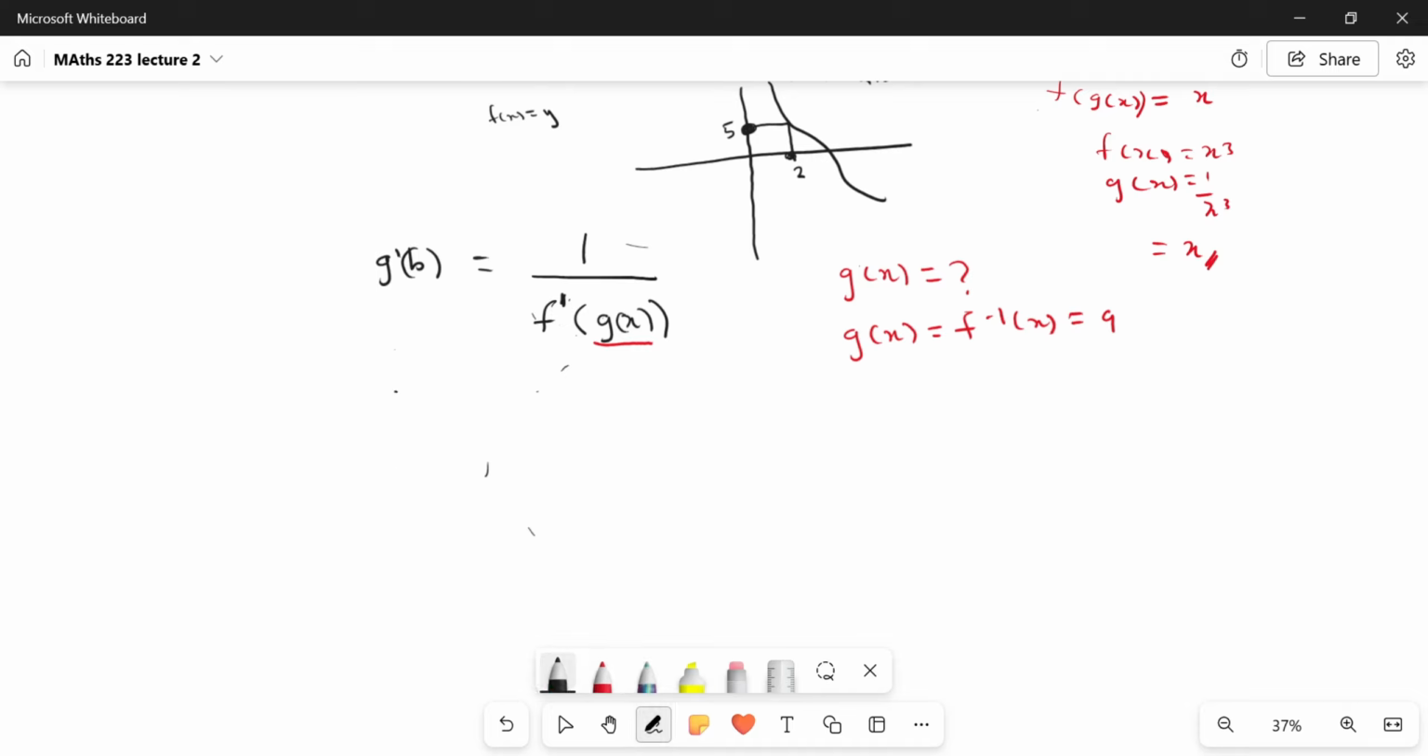So we have g prime of b. This is equal to 1 over f prime of g of b. Now, we were given the coordinates 2, 5. So g of 5, right? g of 5.